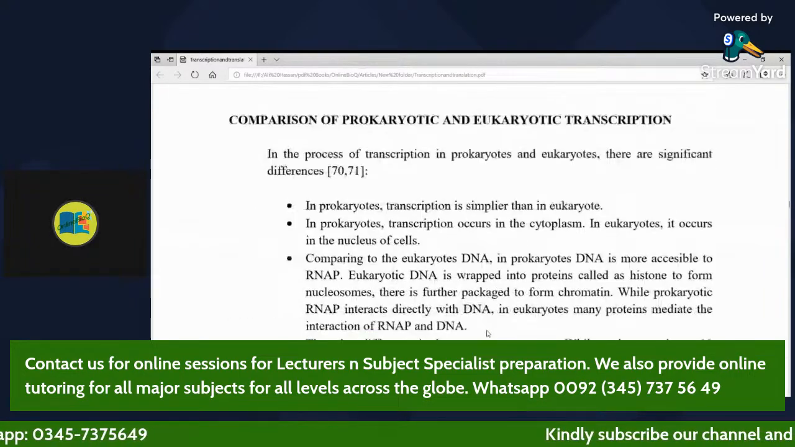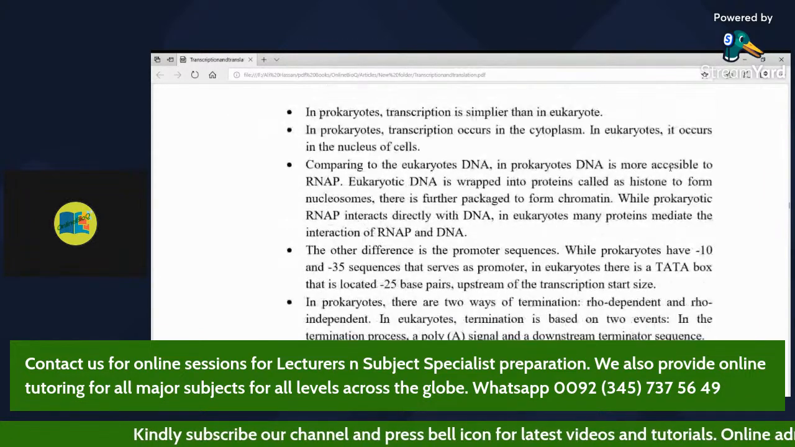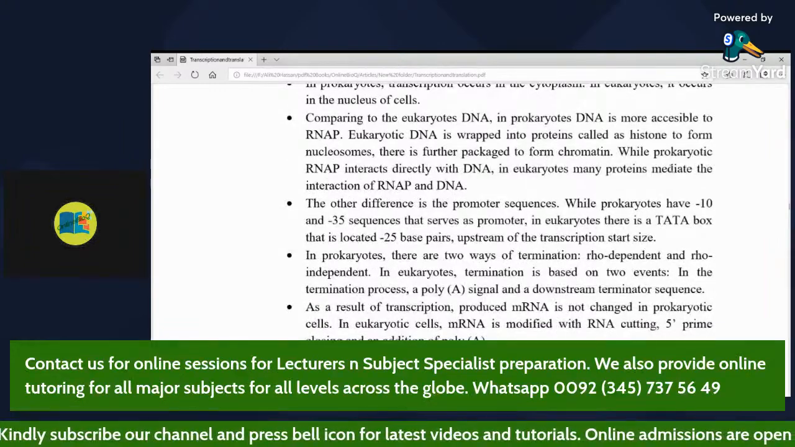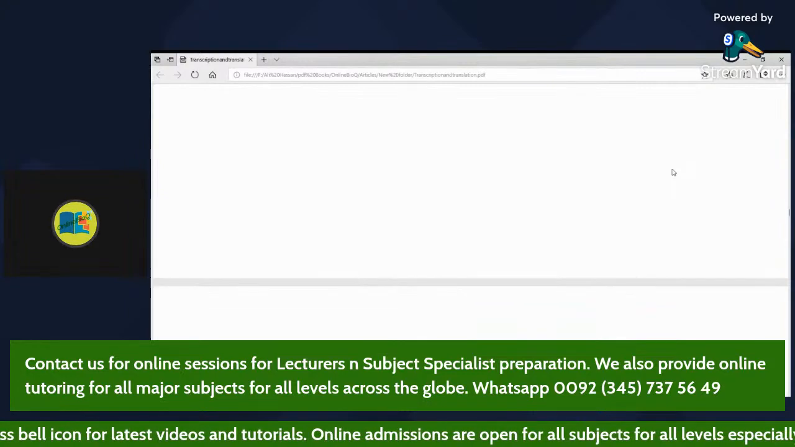And after this, there is a comparison of prokaryotic and eukaryotic transcription that you can study by yourself. Today we studied eukaryotic transcription.